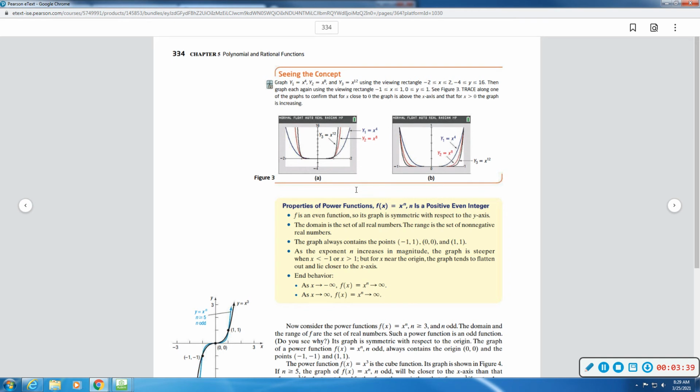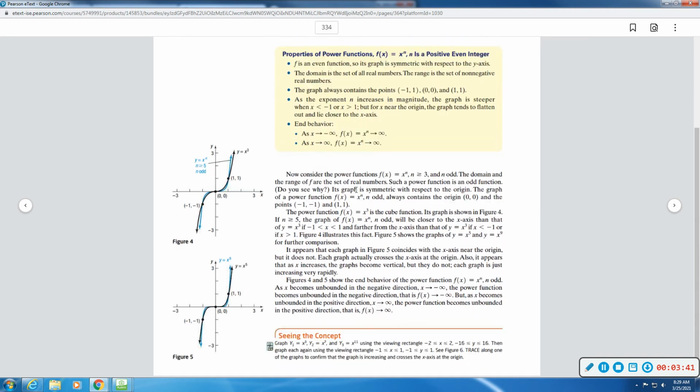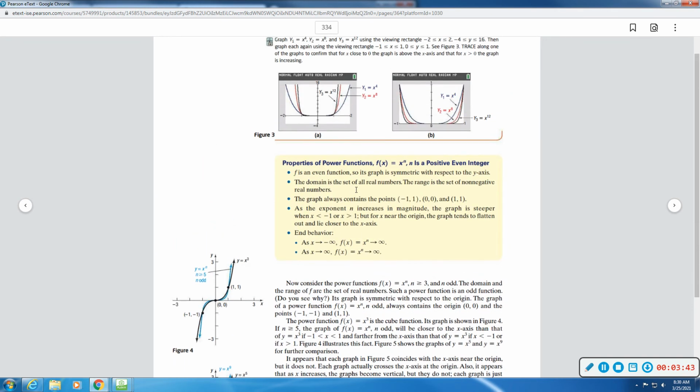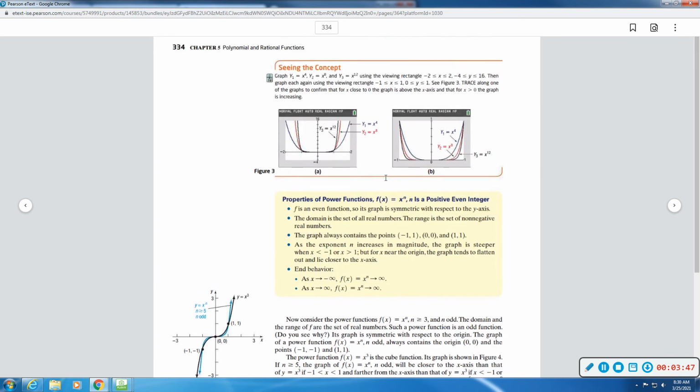The way you tell if they're both going up, I think it should say, is if your leading coefficient is positive. So let me see. We have even function. The domain is all real numbers. The graph always contains these points. Exponent n increases in magnitude. Okay, x is less than -1 or x is greater than 1.